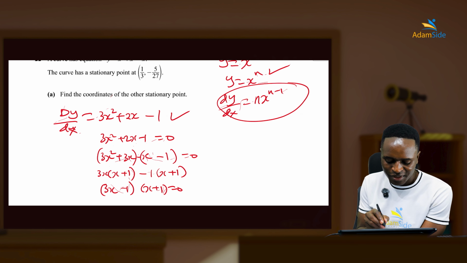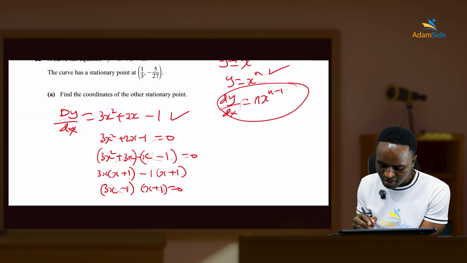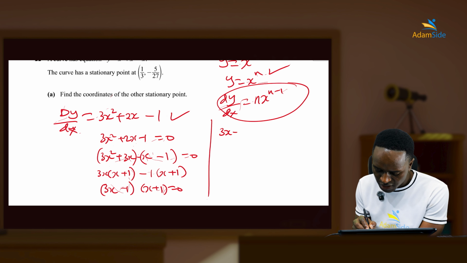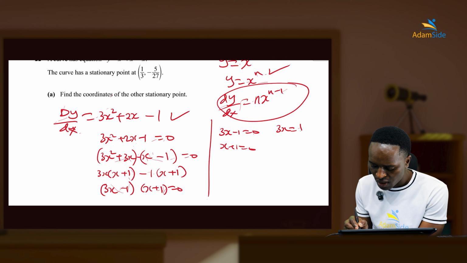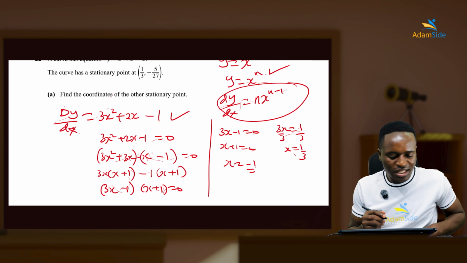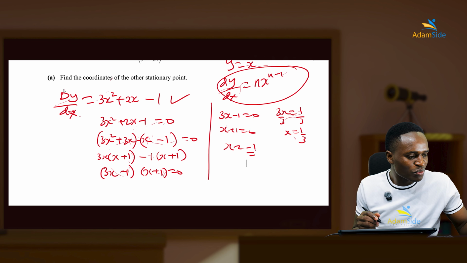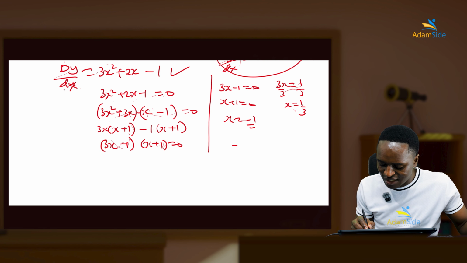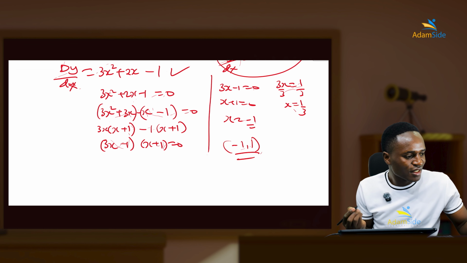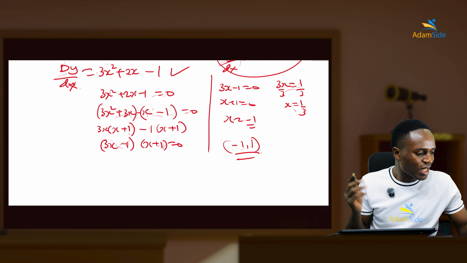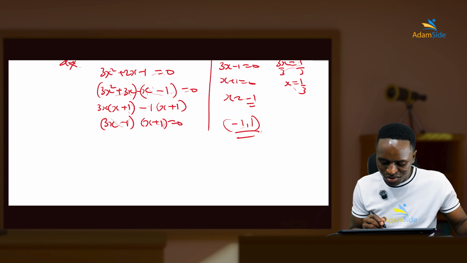Then find the coordinate of the other stationary point. This is easy. So you just say 3x minus 1 is equal to 0, and x plus 1 is equal to 0. That's 3x is equal to 1, divided by 3 on both sides. x is 1 over 3, or x is equal to negative 1. And input there. If x is equal to negative 1, what's the value of y? You get that one, and you can get as many marks as possible. Then go to the next question.